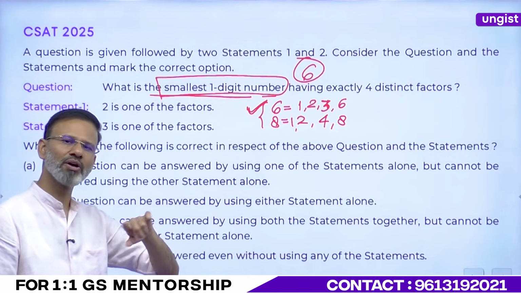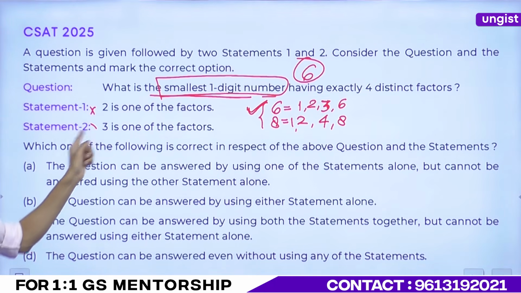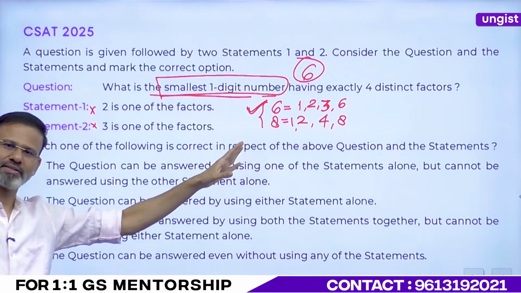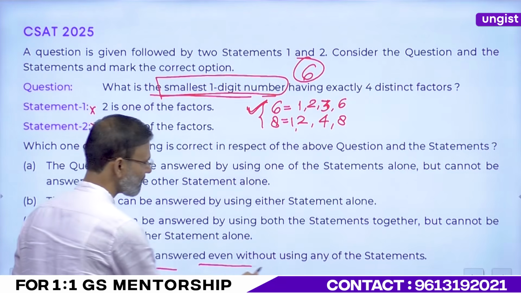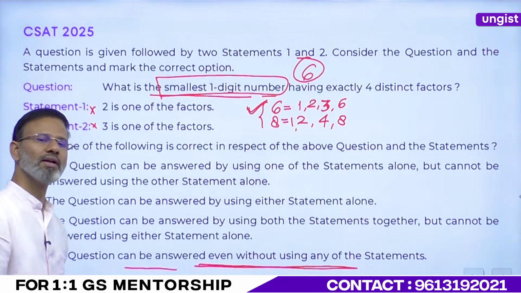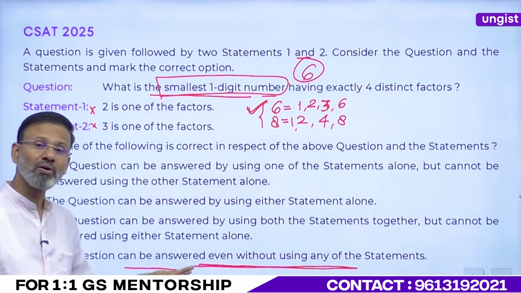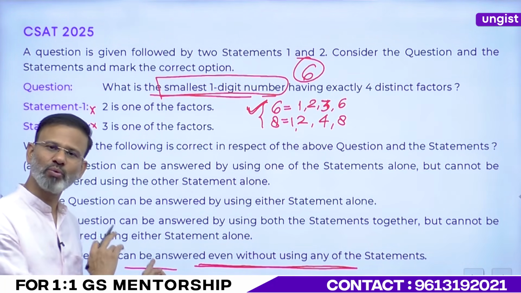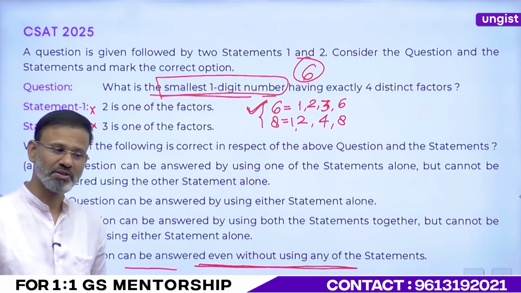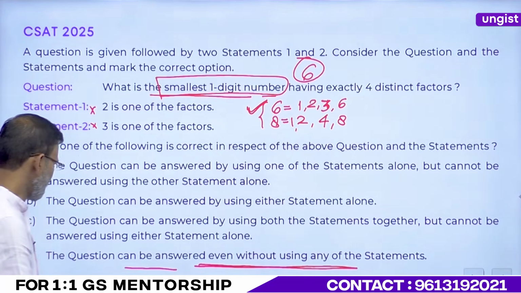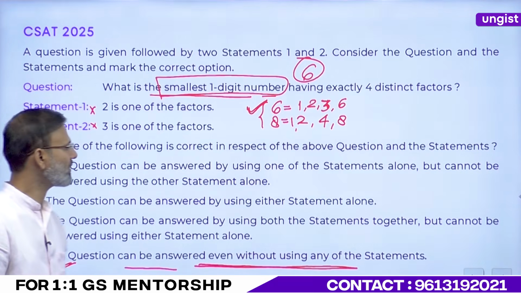You have read the question and you have answered it. Now, the statements are not needed because I got the answer just by reading the question. Now, look at the options. Here, the question can be answered even without using any of the statements. This is the first time they have introduced this option. Correct, everyone? So now in 2026 also they may give questions like this. So please be prepared. Okay, so here option D is the right choice.